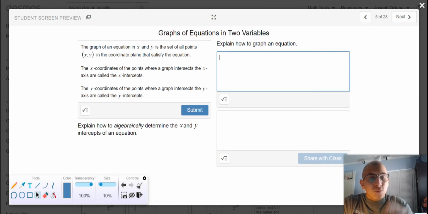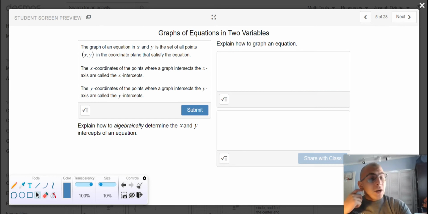So, 2 prompts here for you to respond to. Explain what you remember about how to graph an equation. Try to tease out all of those words that you used freshman year and in Algebra 2. That you took Algebra 1 as an 8th grader. So whenever you took Algebra 1, Algebra 2.